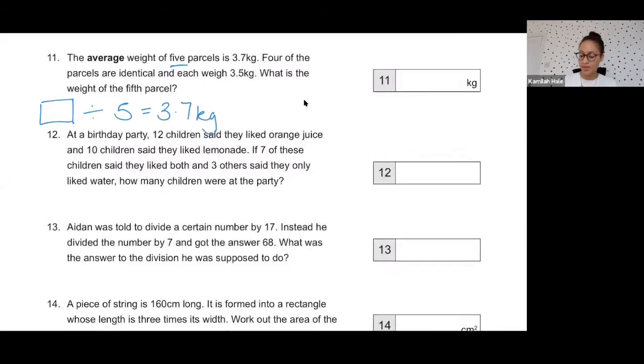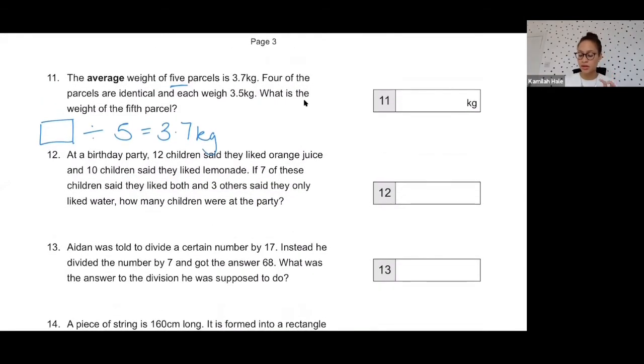Now make sure you read this question properly because it's a little different to some of the ones you might have done before. So 4 of the parcels are identical and each weigh 3.5 kilograms. So note that's not the average, although it would actually be the average of those 4, but they're telling us that each one weighs 3.5 kilograms. So if you haven't already, I need you to tell me how much those 4 parcels weigh altogether. Each one weighs 3.5 kilograms. How much do the 4 weigh altogether?